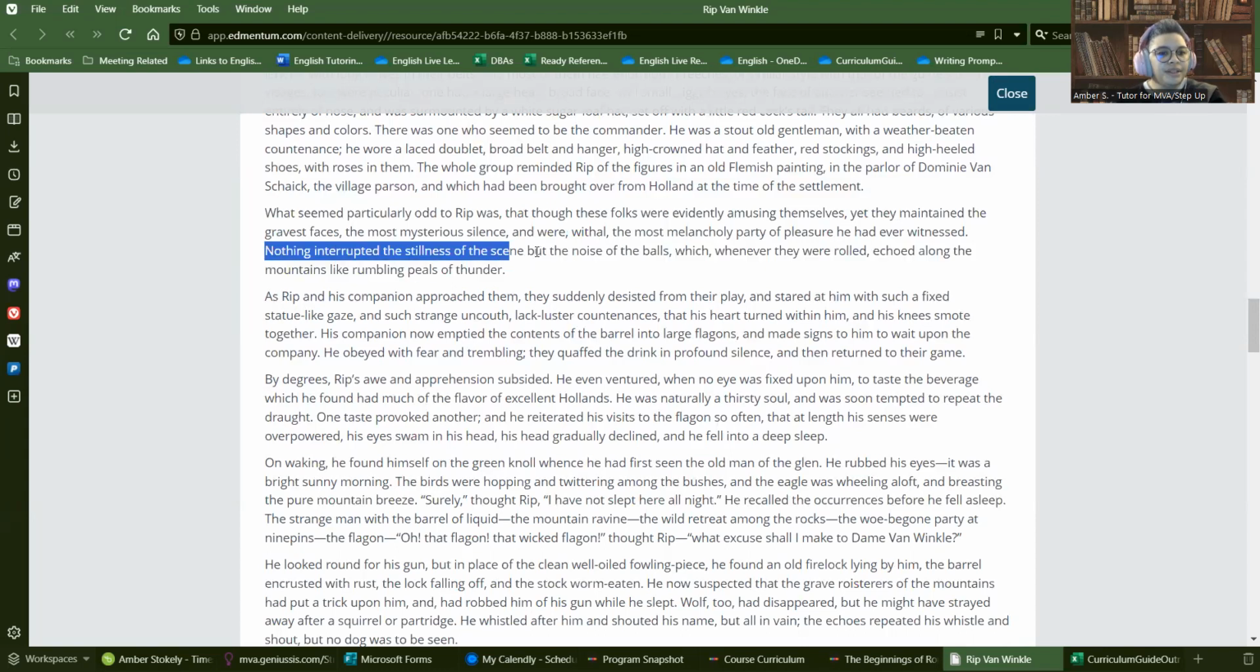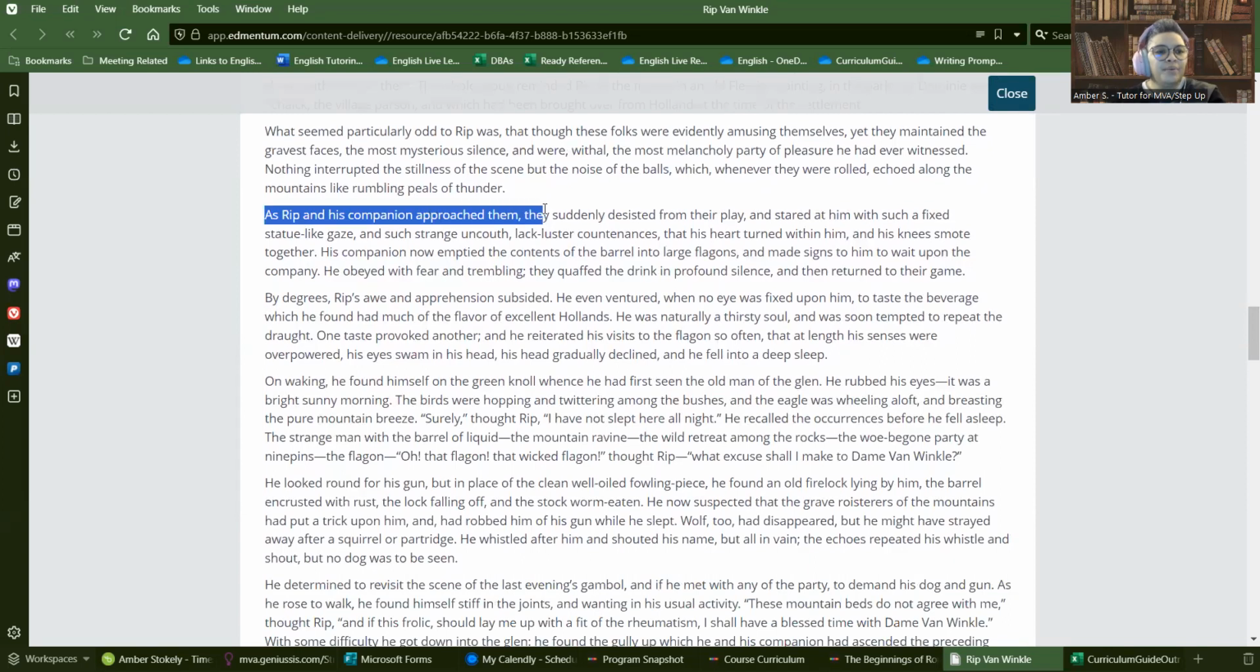Nothing interrupted the stillness of the scene but the noise of the balls, which, whenever they were rolled, echoed along the mountains like rumbling peals of thunder. So imagine going bowling with friends, and everyone's serious, frowny faces the whole time, just rolling, getting strikes and everything. No one says any real words. No one's being excited. Everyone's just frowning.